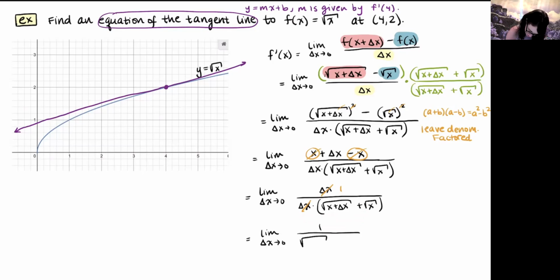So what we have here is a 1 up top. We've got a radical x plus delta x in the bottom, and then plus a radical x. I think now we can actually direct substitute, right? We canceled out the 0 over 0. So now we can actually plug in a 0 for delta x. That puts a 1 up top. We'll have a radical x plus 0 in the bottom. We just put a 0 in for delta x, and then plus another radical x in the bottom.